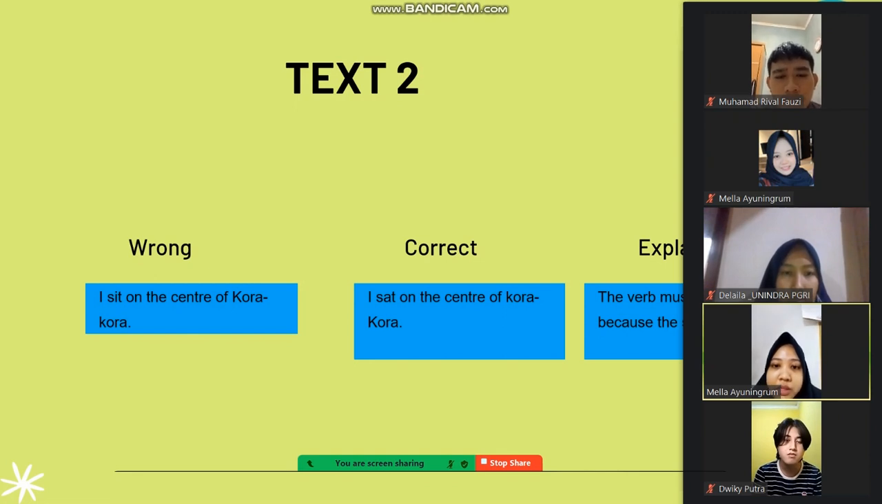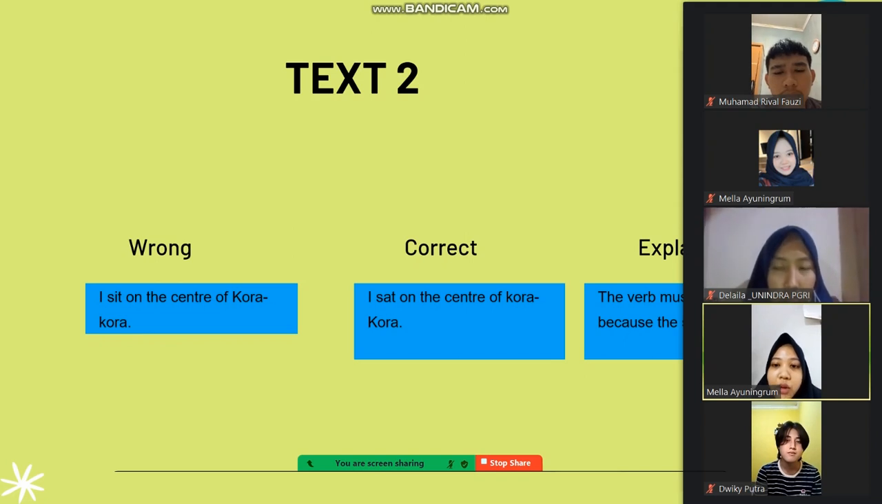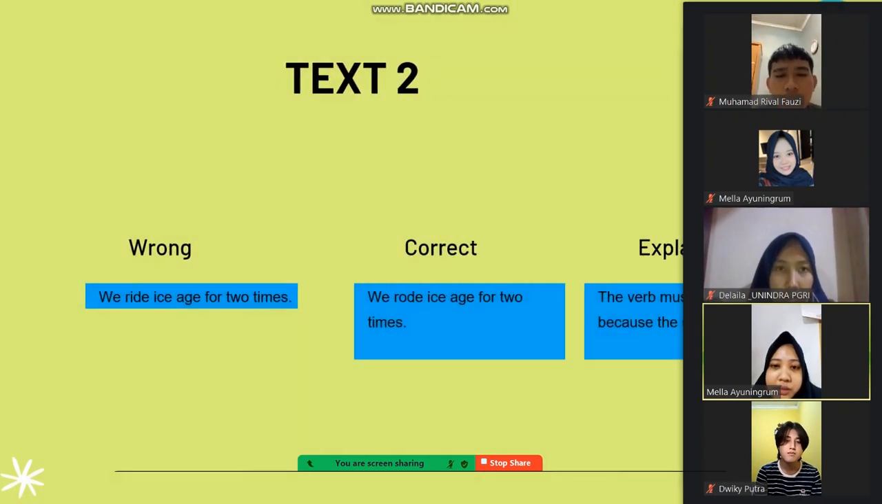I sit in the center of Korakora. That is a wrong sentence. The correct is: I sat in the center of Korakora. The explanation is: the verb must be verb 2 because the sentence shows past tense.